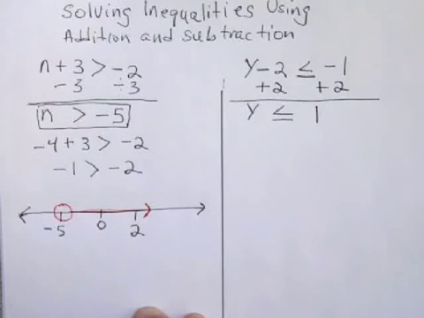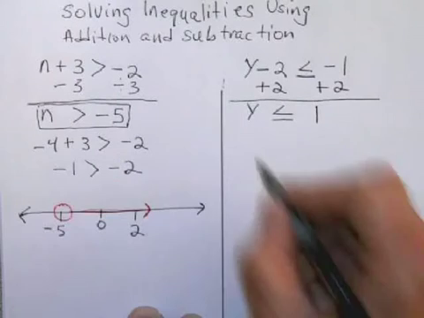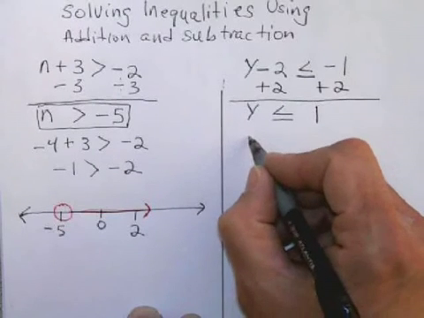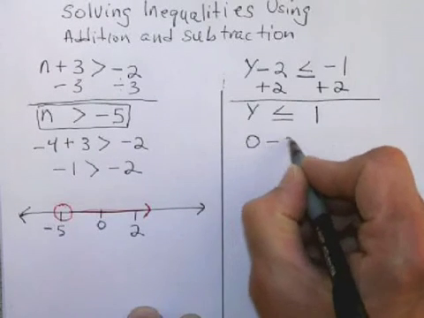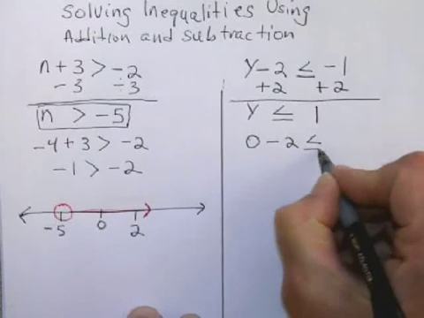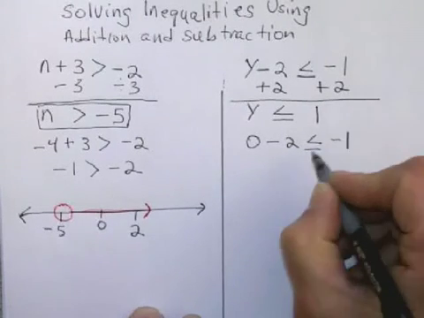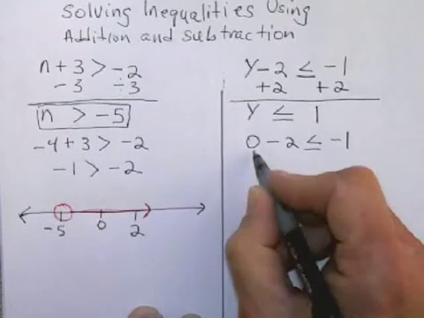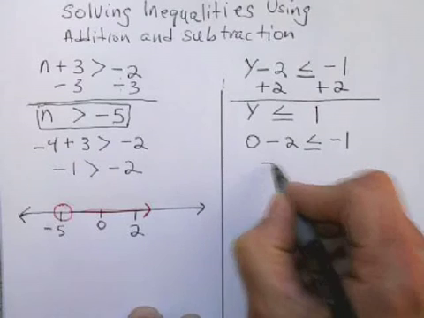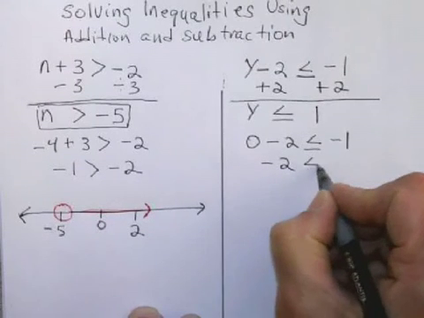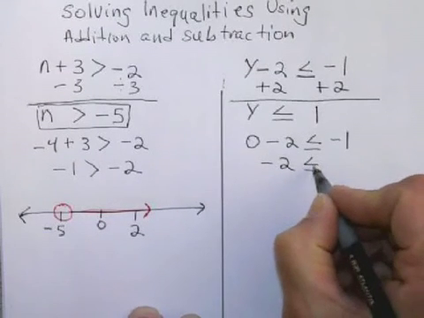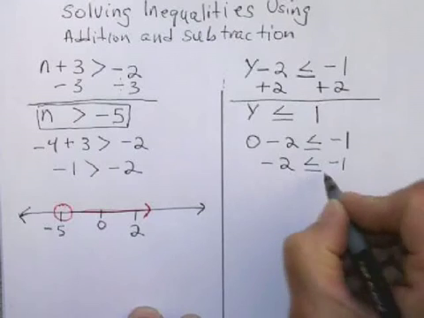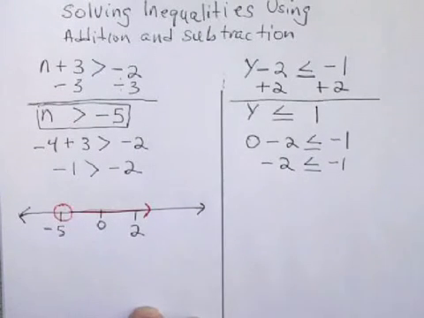Why don't we do it by using a number that's less than 1? Why don't we try 0 and see if that's true? If I substitute in 0 for y, I would have 0 minus 2 is supposed to be less than or equal to negative 1, right? That's our original problem. And 0 minus 2 would, of course, be negative 2. And negative 2 is less than negative 1. It's not equal to, but it is less than. So I know that this solution is true.